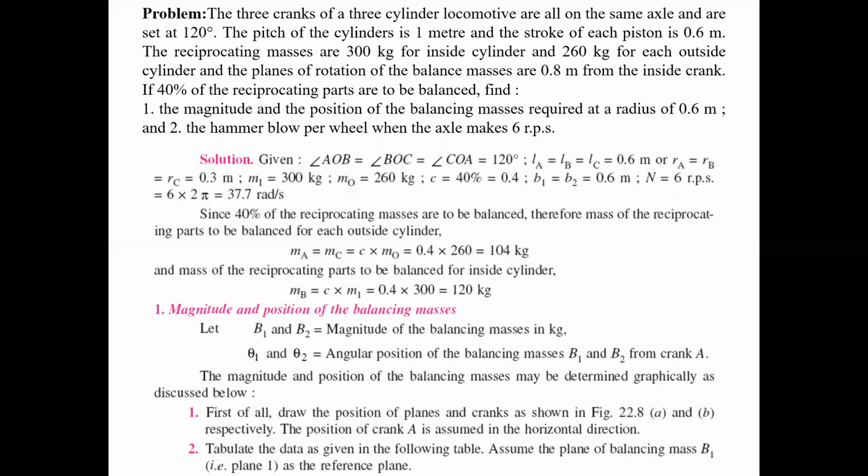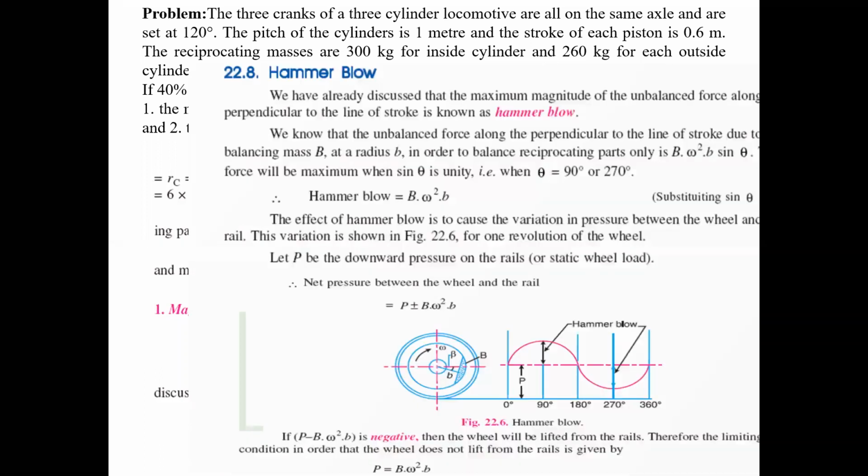Now we look at the magnitude and position of the balancing masses. Before finding them, let us represent their symbols: B1 and B2 are the magnitudes of the balancing masses, and theta 1 and theta 2 are the angular positions of the balancing masses. These are their notations.